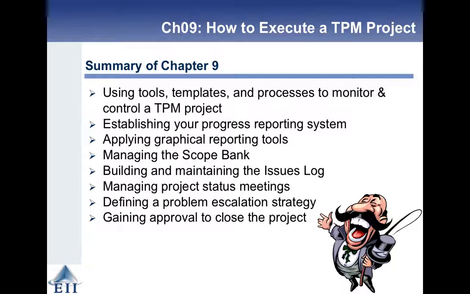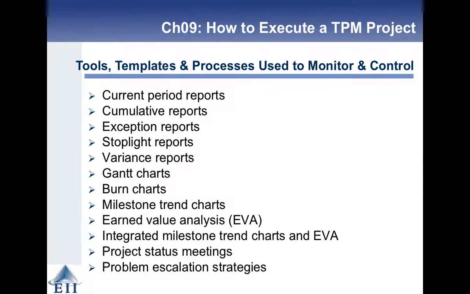You need to talk about status. You need to have a problem escalation strategy, and then right at the end you need to have approval to close the project. So lots of mostly reporting things. Current period reports, cumulative reports, exceptions, stoplight reports, variance reports, Gantt charts, burn charts if you're in Agile, milestone trend charts, earned value analysis, or I called it EVMS, earned value management system, integrated milestone trend charts and EVA, and status meetings and escalation strategies.